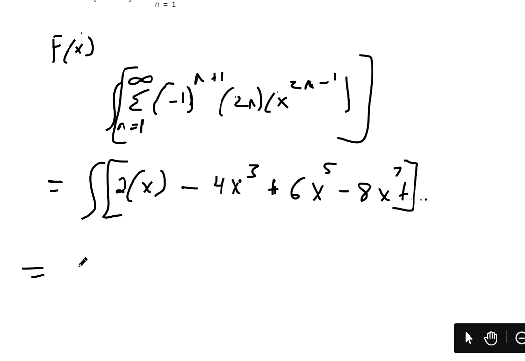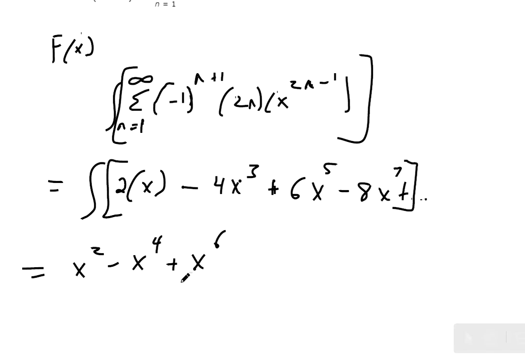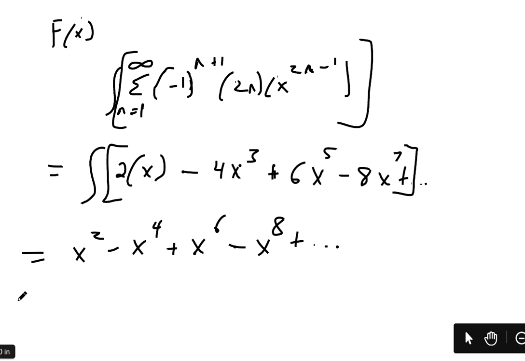So if we evaluate the indefinite integral for each term, this is just x squared, this is just x to the 4th, this is x to the 6th. Antiderivative here, right, because the 6 would come down, reduced by 1. So it came out nice and clean, x to the 8th, it keeps going. We just need to put that in the form of a power series.